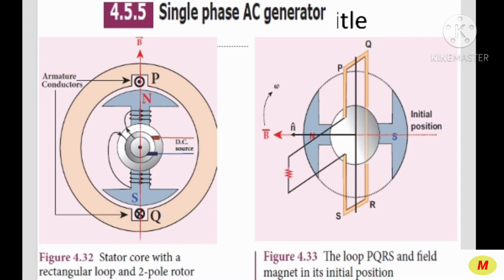Next one is about single phase AC generator. In a single phase AC generator, the armature conductors are connected in series so as to form a single circuit which generates a single phase alternating EMF, and hence it is called single phase alternator.